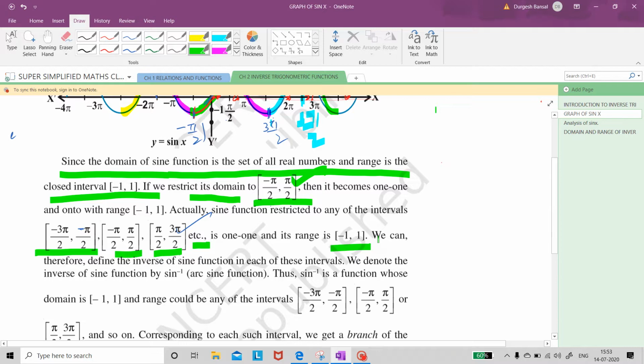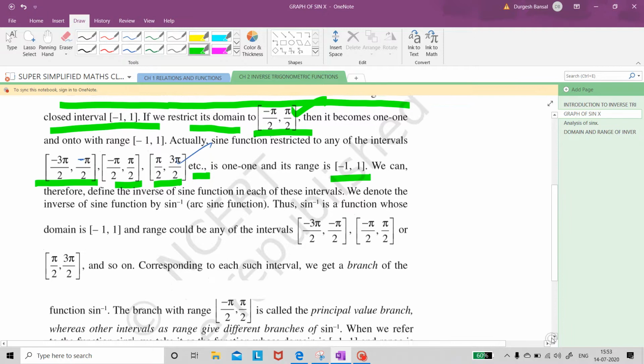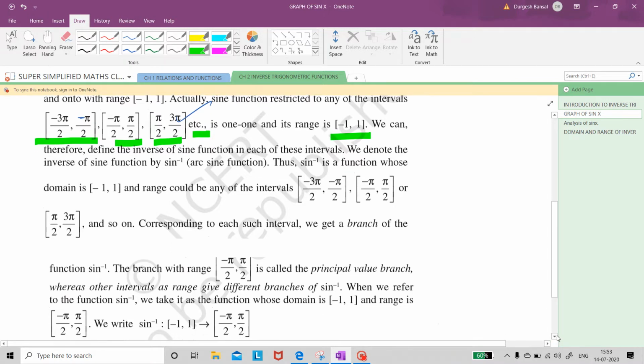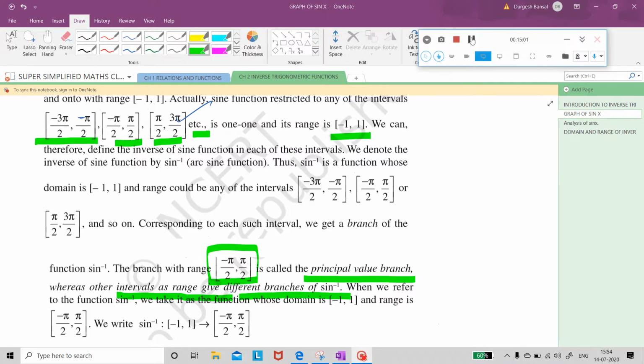So the question is, to which interval are we going to restrict the domain? It was accepted that it could be any, but one was decided upon. That branch of the sin x function which lies in this interval, its inverse function will be called the principal value branch. Whereas if you take any other interval, that will give you different branches of the sine inverse function.